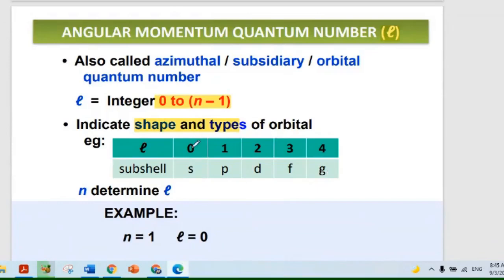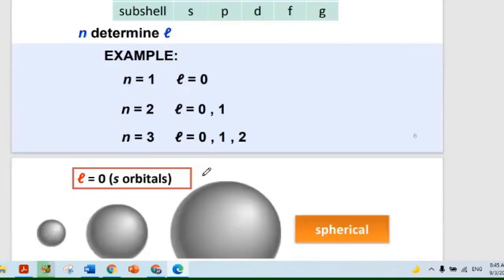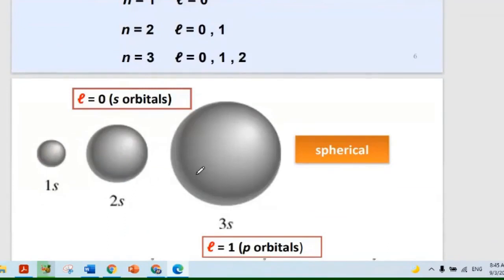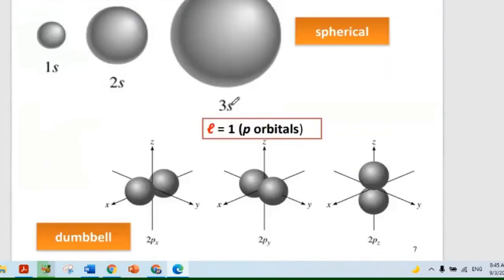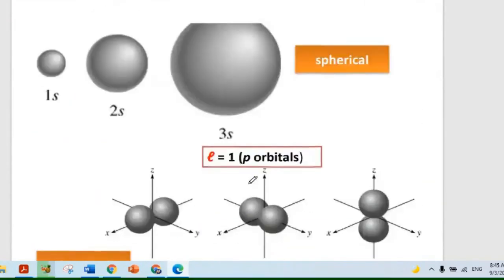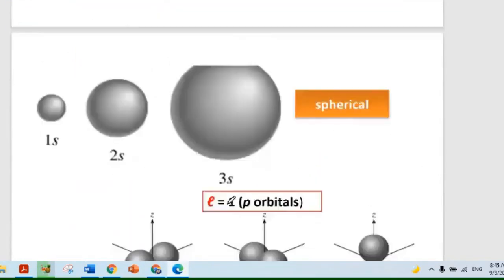When L equal to 0 is S orbital, so the S orbital has a spherical shape. When L equal to 1 is P orbital with dumbbell shape. L equal to 2 is clover leaf. So we have to know how to draw the S, P, D orbitals as well.